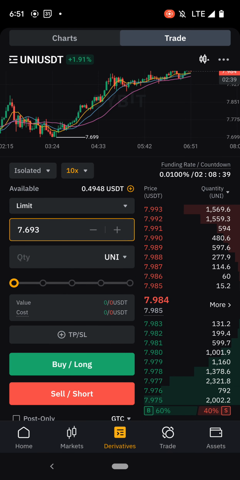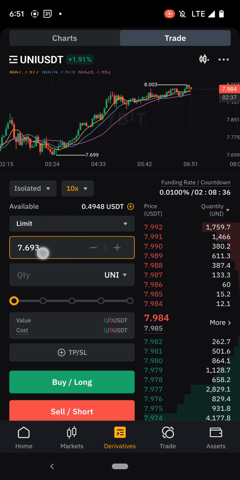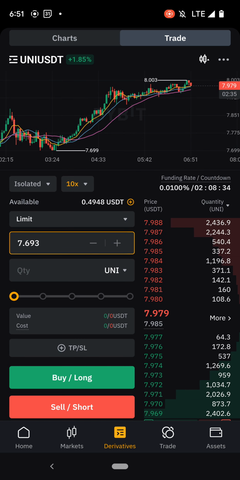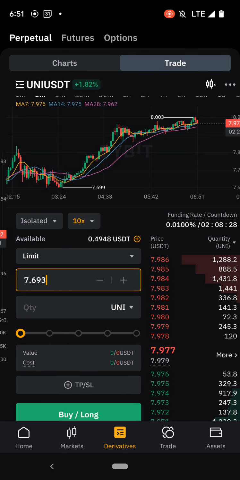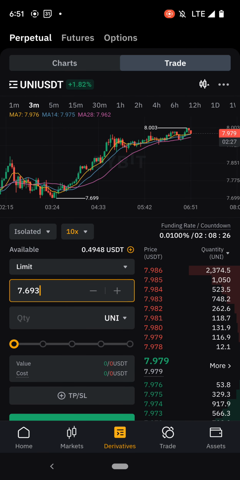If it was market, there will be no way you insert this price. If it was a market price that you wanted to trade with, there's no way you will be putting price again, because you will just enter using this price here, this particular price 7.979. But since it is a limit, you are deciding that you want to enter just at this particular point. When the market reaches this particular price, that is when your trade should start trading. That's the meaning of limit.